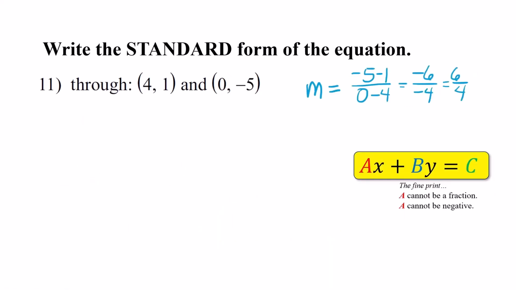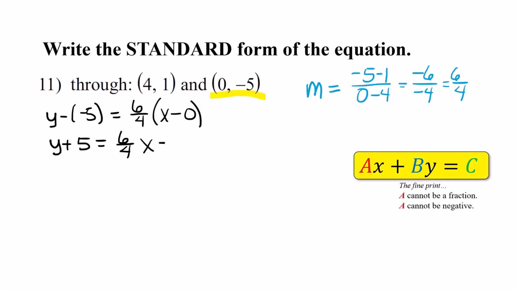It's 6/4. You can put that in lowest terms. That's fine, but honestly, it won't matter when we're done. It really won't, because we're not going to be able to use fractions in a final answer anyway. So let's just use 6/4. I'm going to use the point with the 0 because I like the points with the 0. So plugging that into the point-slope form, I get y minus a negative 5 equals 6/4 times x minus 0. Y plus 5 equals 6/4 x minus 0. That's with distributive property done as well.